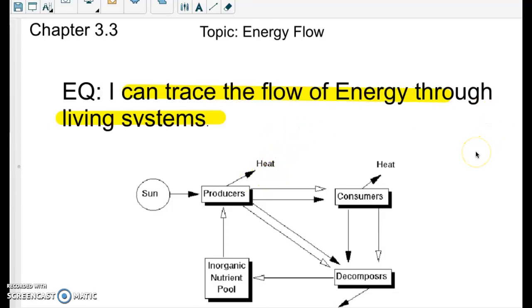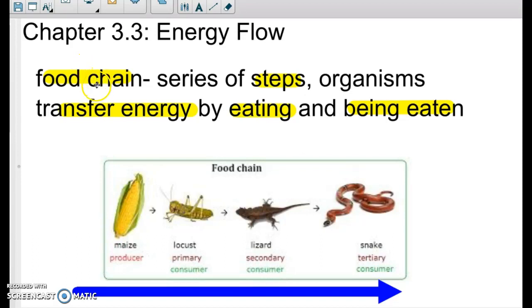Today, in your video notes, on the top, you're going to write down the essential question: how can I trace the flow of energy through living systems? That's what we're going to be talking about tonight. So just review, you don't need to write anything down yet, from the web quest as you learned about what a food chain is.